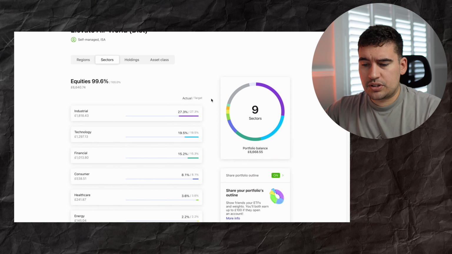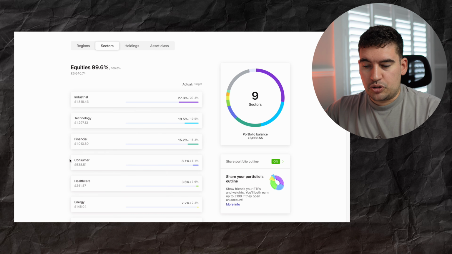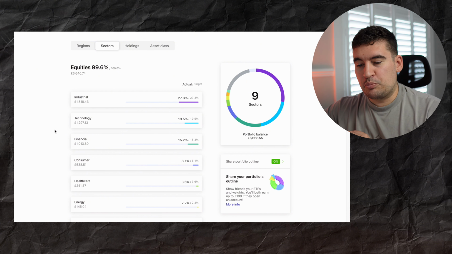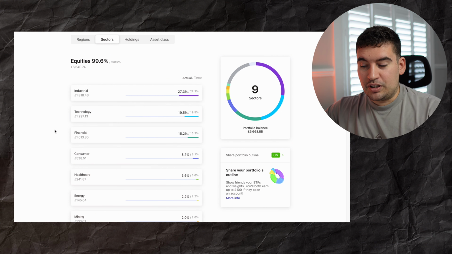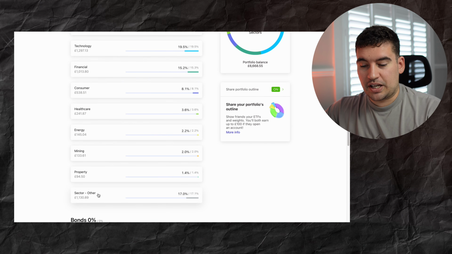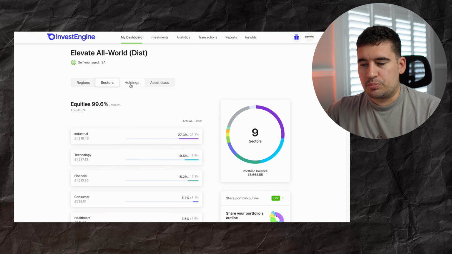Moving into sectors, we've got industrial, technology, financial, consumer. Industrial and financial are typically seen as more stable, when compared to technology, which can be quite volatile, so it's fairly evenly split across the board. Obviously it dips down towards the bottom, and then the other section, if you like, is around 17%. So a rough sort of split, but where I'd expect it to be.